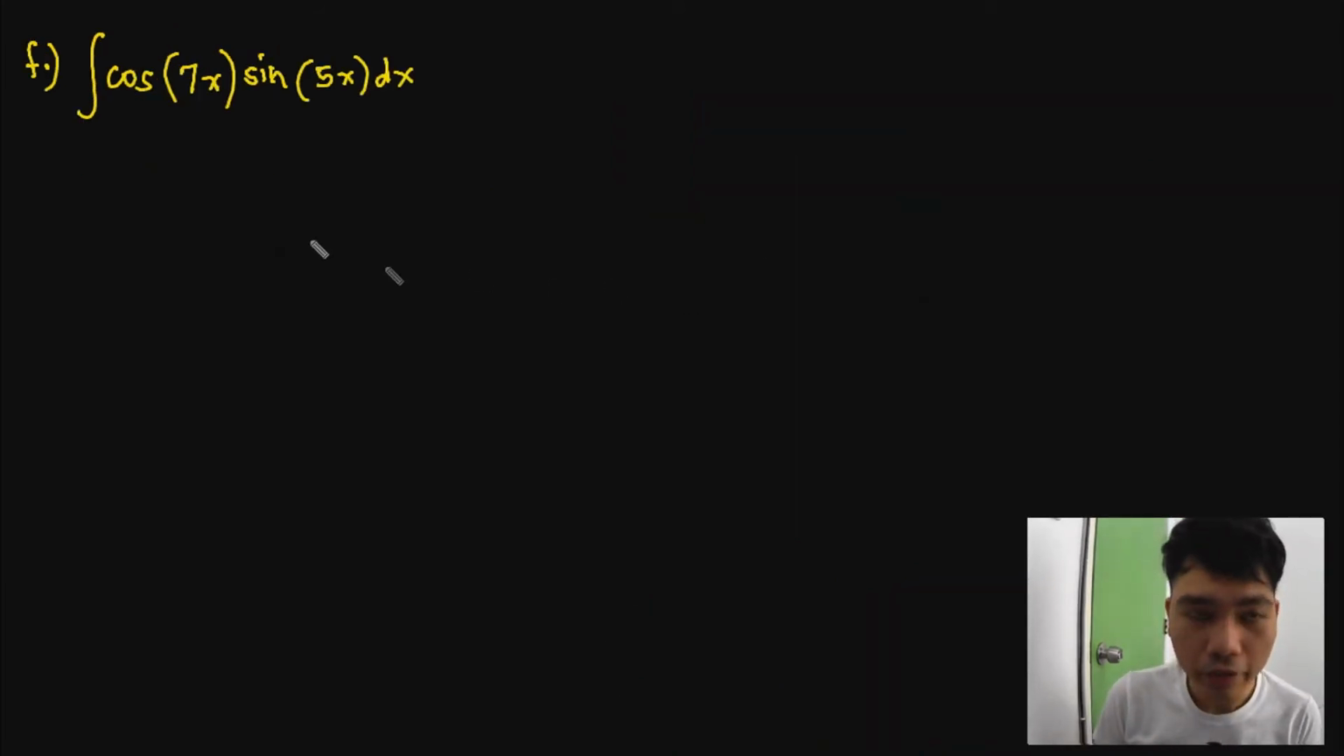Now, for letter F, we have the integral of cosine of 7x sine of 5x dx. Now, I want you to browse over the next page. Actually, pala, diniscuss ko muna to before I do integration. Pero, sige, let's just discuss it while I'm solving.